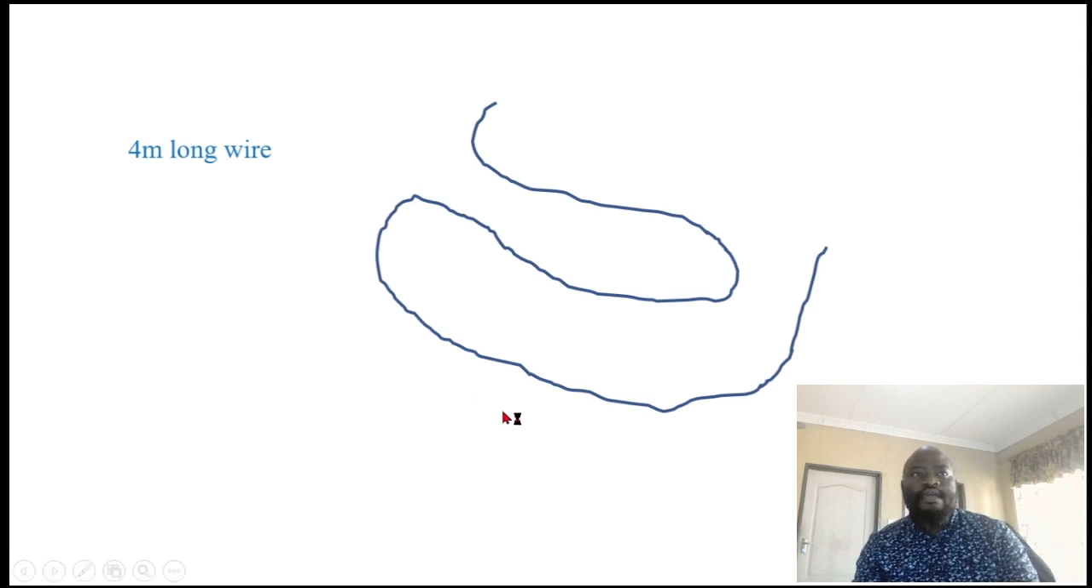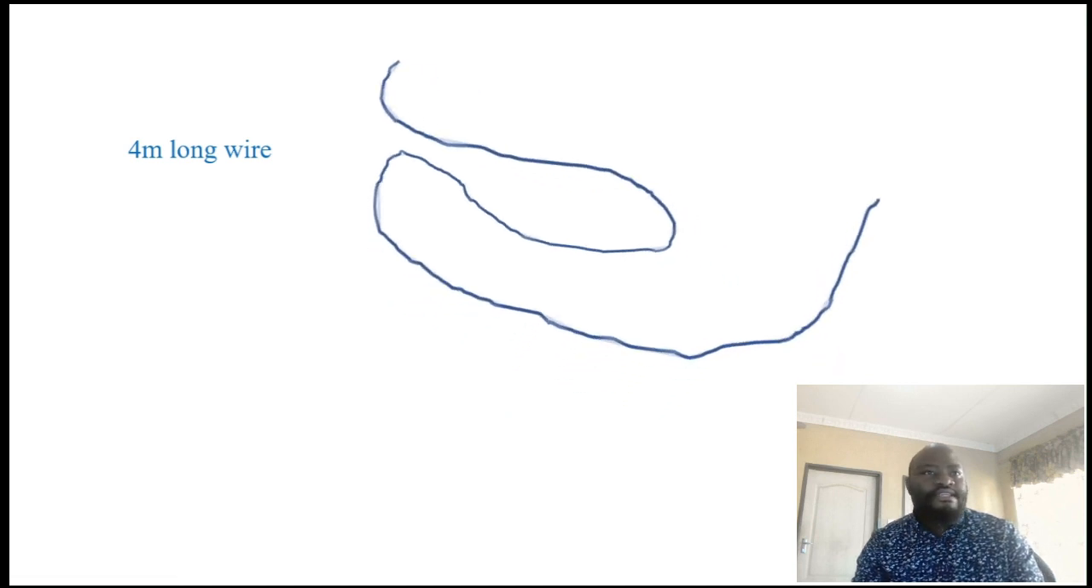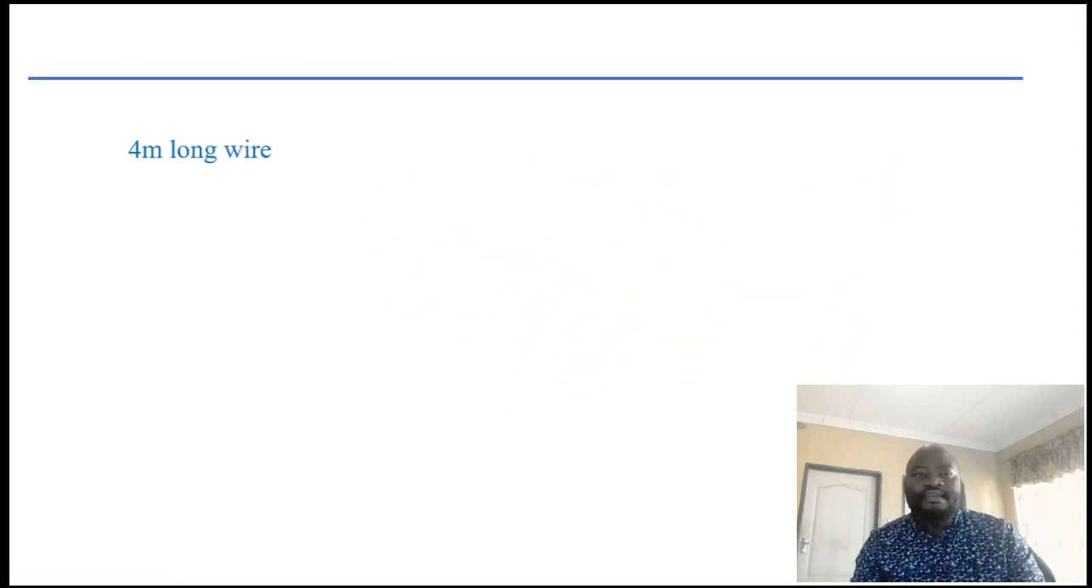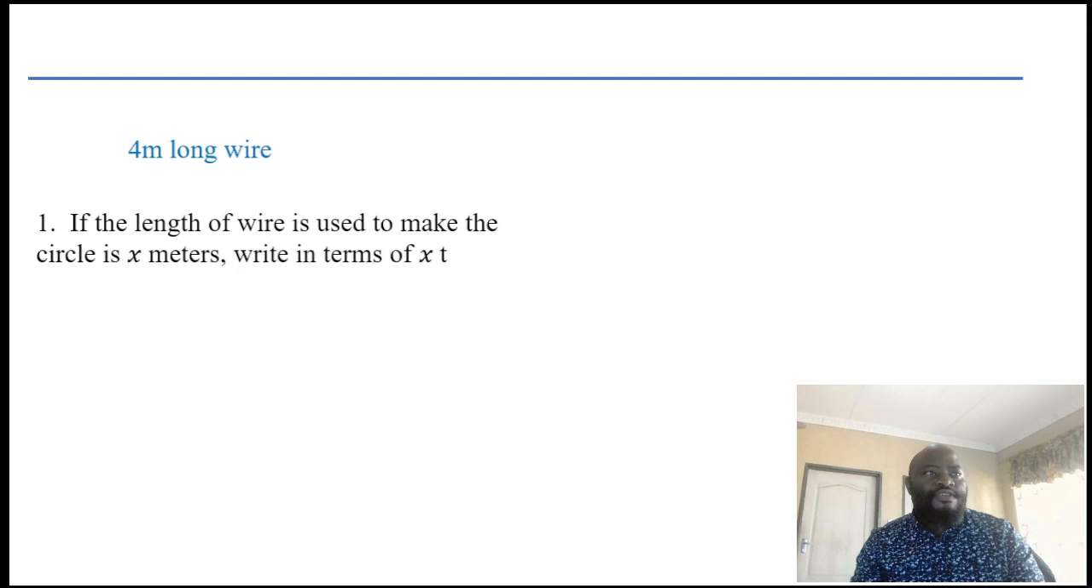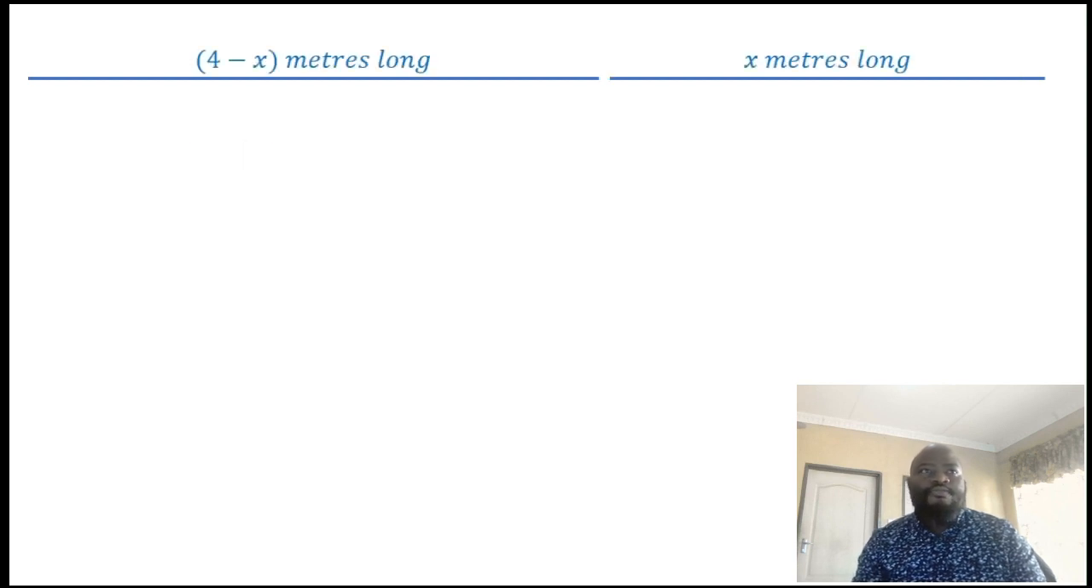So we have a wire 4 meters long. We'll straighten it out and then we cut it into two. So the first question was asking, if it was cut into two pieces, one is x and the other is what? So we'll cut it into two. The one piece will be 4 meters, the whole length, minus this piece x, and then this will be x meters long. This one is going to be bent into a circle, this one into a square, like this.